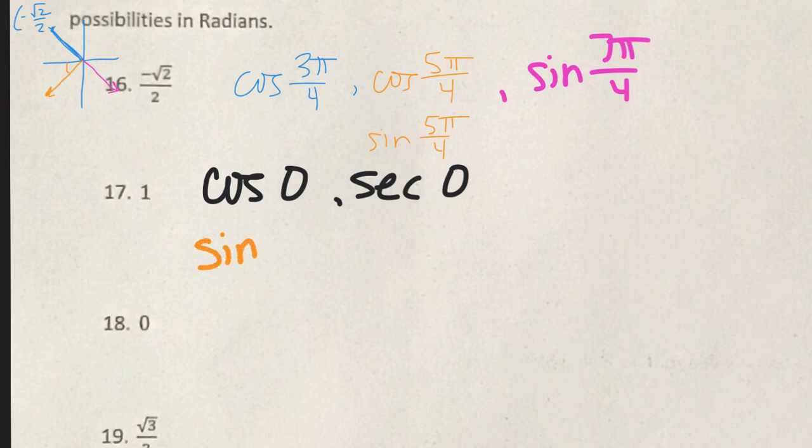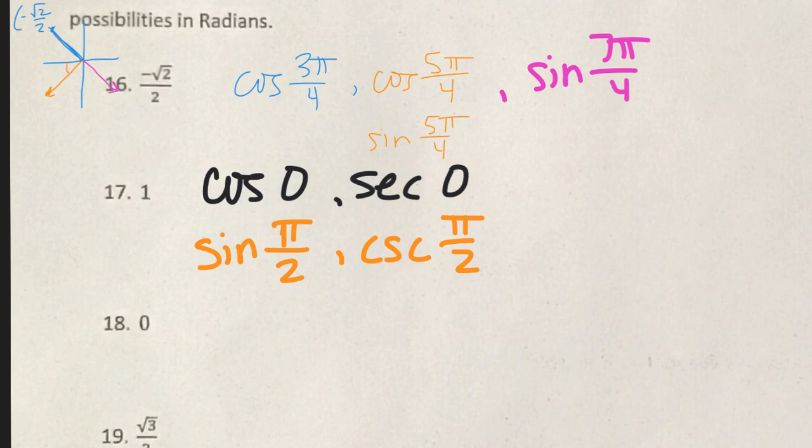Okay. If we go to the top of the unit circle, the sine at pi over 2 is 1. And because the sine is 1, its reciprocal, the cosecant at pi over 2, is also 1. So lots of 1s going on there.